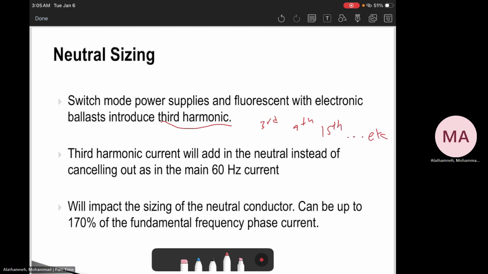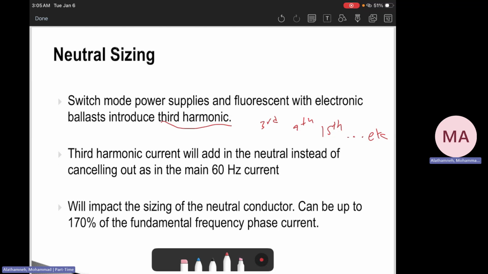Multiples of three. So here's the dangerous part. The triplen harmonics are in phase with all three phases. So instead of canceling at the neutral, they add to the neutral. I mean, instead of being canceled between phase A, phase B, phase C, the harmonics are all additive. You can add all of them together. So the third harmonic on phase A is in phase with the third harmonic of phase B, in phase with the third harmonic of phase C. Then at the neutral, there will be three times the third harmonic.